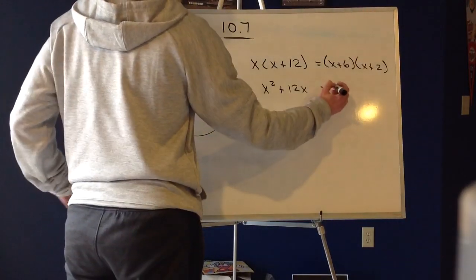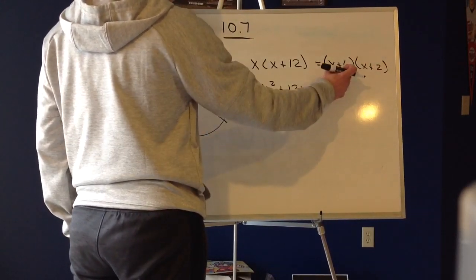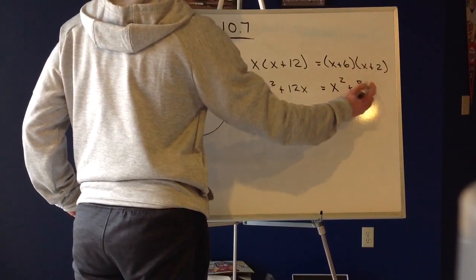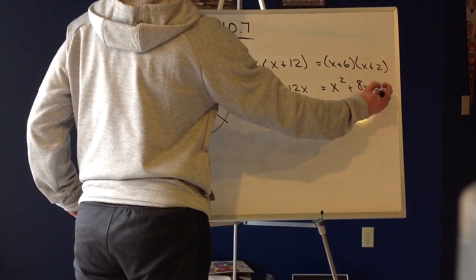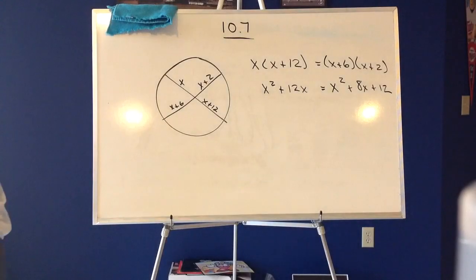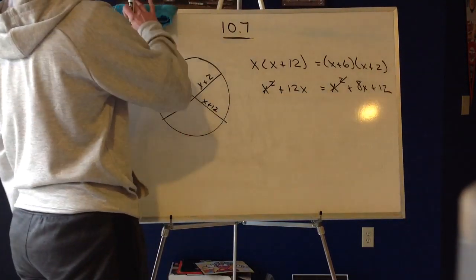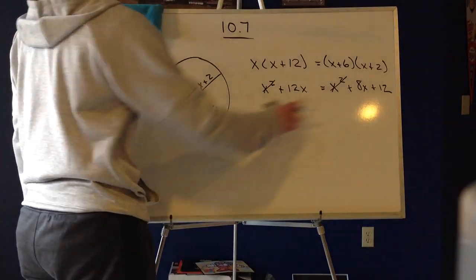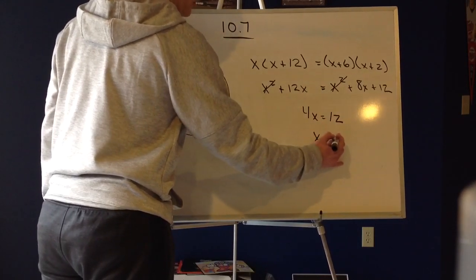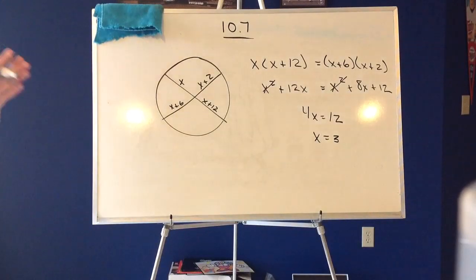X times X will give you your X squared. X times 2 would give you 2X. But then you're also going to get a 6X here, so together that would give you an 8X, and then the 6 times 2 will give us 12. Nice thing you're going to notice is your X squareds are going to cancel out. You have 1 on each side, so we would subtract those away. So now it really just turns into a normal problem from here. Subtract your 8X to the other side, divide, and you end up with X equals 3. So that's if they meet on the inside, that's what we're going to do.